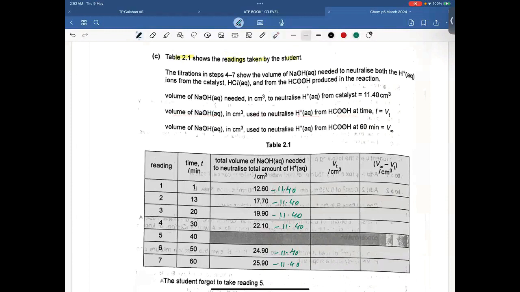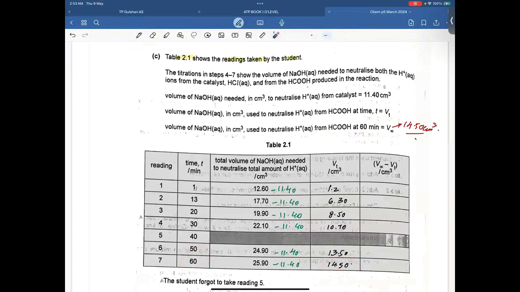So it's going to be how much? 1.2, 6.30, 8.50, 10.70, 13.50, and obviously 14.50. So when time was 60 minutes, the V infinity is going to be 14.50 because at 60 minutes I'm getting this volume. So this is going to be 14.50 cm³.